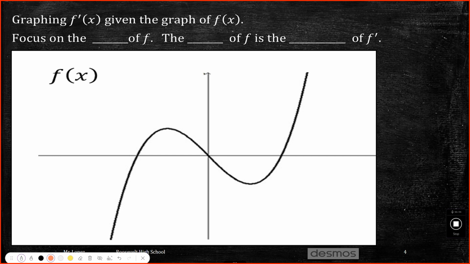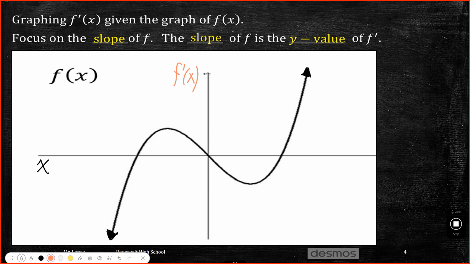Let's use this color better. F prime of x. So it says to focus on the slope of f. Focus on the slopes of f at every point. The slope of f is the y value of f prime.